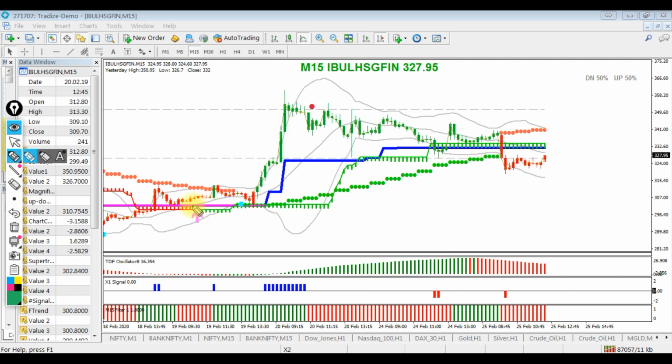See, there was a buy signal here around, I think this is 313. From 313 it went up to 360, I think, on that day. Its high is around 360.